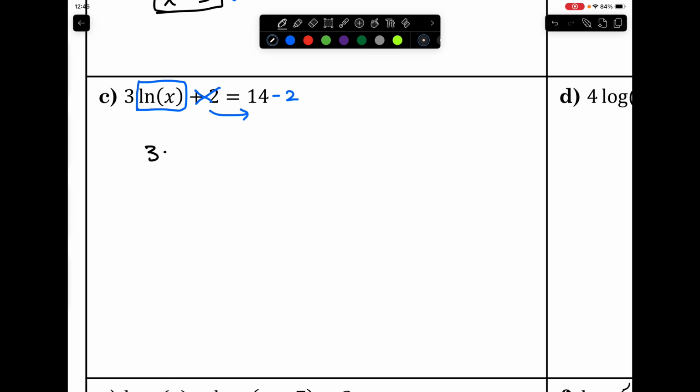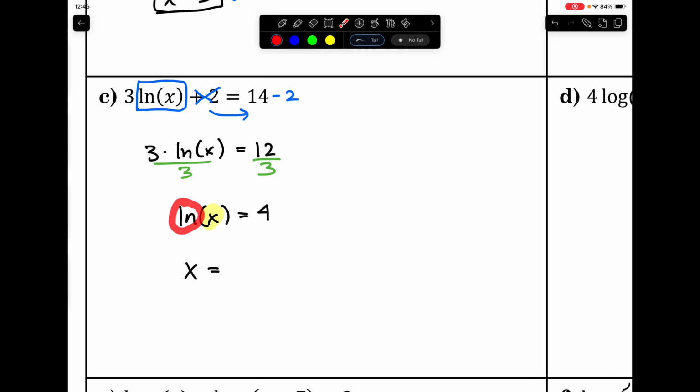And then we have 3 times the natural log of x equals 12. Dividing now by 3, we get that the natural log of x equals 4. And in this example here, our solution is going to be this value. Yet again, we get this value inside the parentheses, x, and we set it equal to the base of our natural log raised to this power.